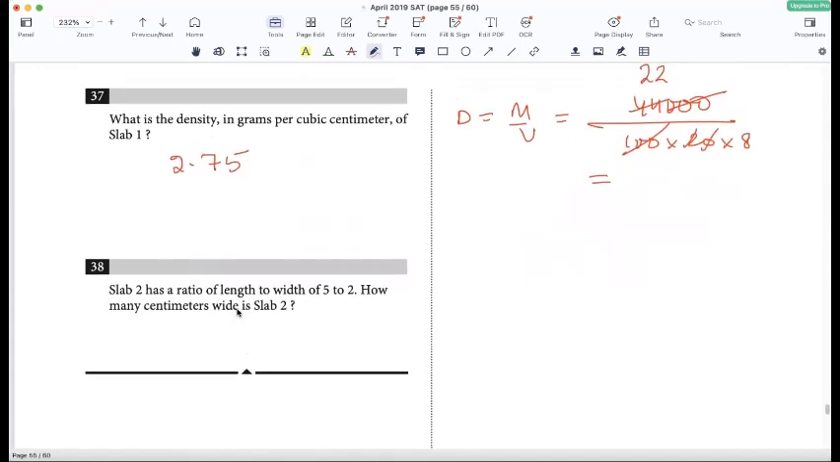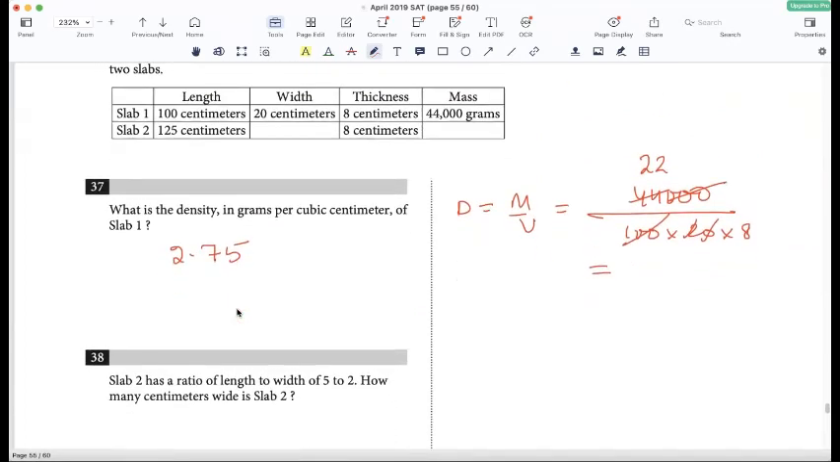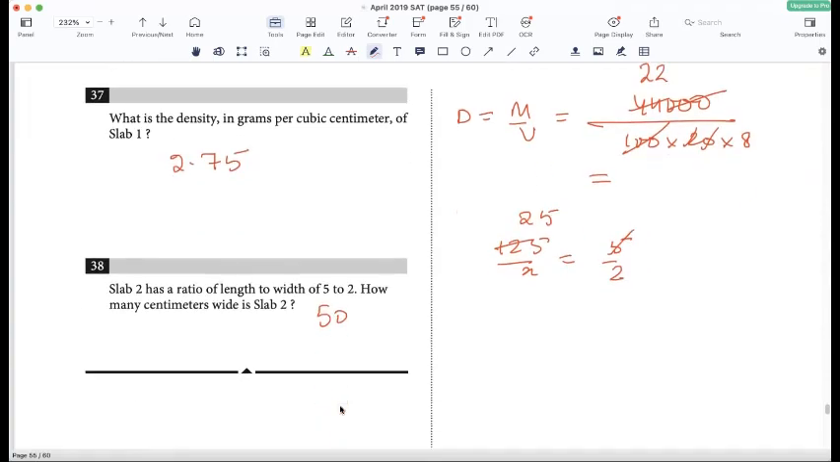Slab 2 has a ratio of length to width of 5 to 2. How many centimeters wide is slab 2? Length to width. So 125 by x is 5 to 2. So 5 times 25. So x is 50. So it is 50 centimeters wide.